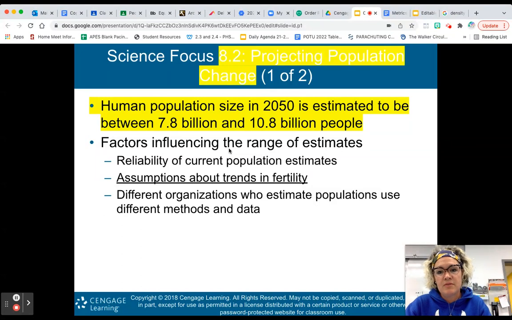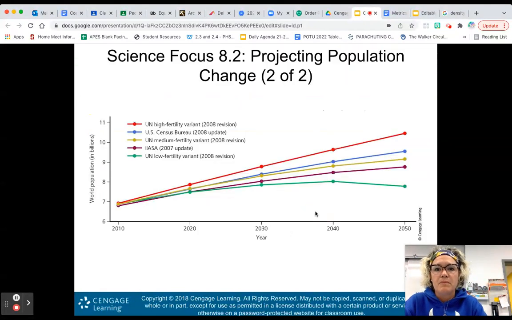Factors that influence the range of estimates are the reliability of what we have currently in terms of numbers. We can only give that reliability, and there's got to be a percentage of error that we account for. We have to make assumptions about trends in fertility. And then there are different organizations who estimate populations. They use different methods and different data. Our data sets aren't really cohesive, so we get this big discrepancy. Plus, culture can change, ideas about children can change, and workforce needs can change, and all of that.